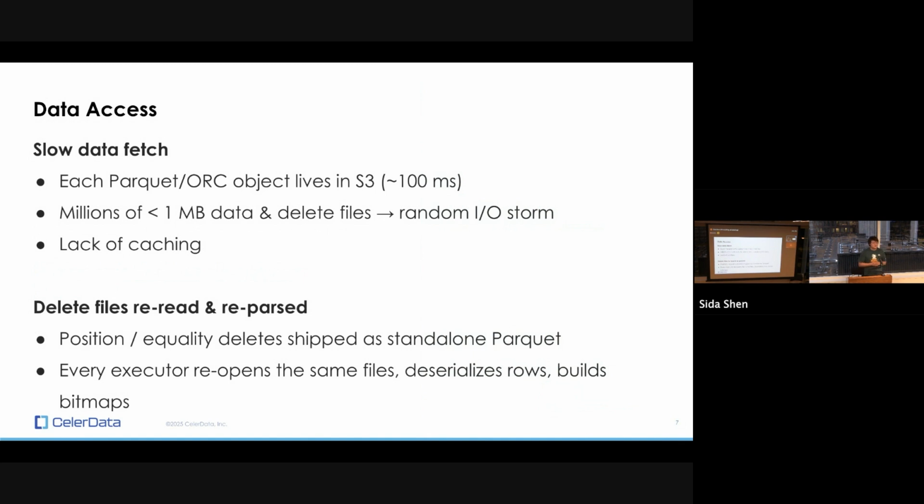So if you want to read the data files and delete files together, every executor ends up opening the same delete file over again. They're Parquet files, and you have to read the file, deserialize it, build a bitmap, and merge that with the data file. It's a very, very expensive process to do.